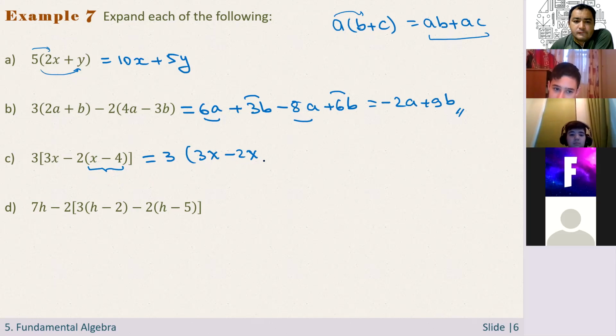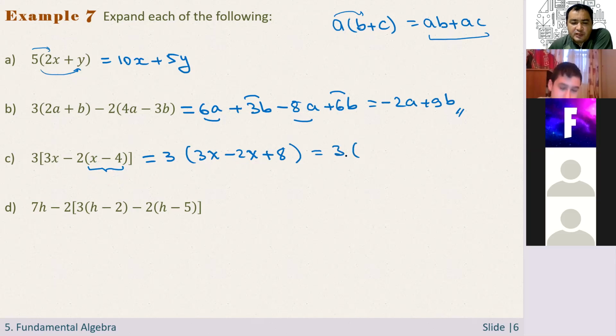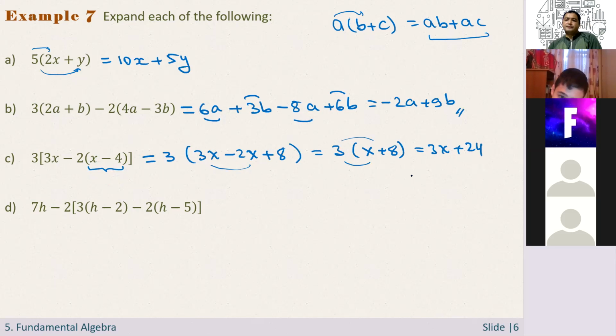Mr., you mean 2 multiplied by 4, yes? Yes, negative 2 times negative 4. Times means multiply. It's 8, negative 8. Positive 8, I mean. Positive 8. Now simplify this: 3x minus 2x, that is x plus 8, right? So now we have to expand this. 3 times x, it is 3x plus 3 times 8, that is 24. Okay, Tariel, do question D.